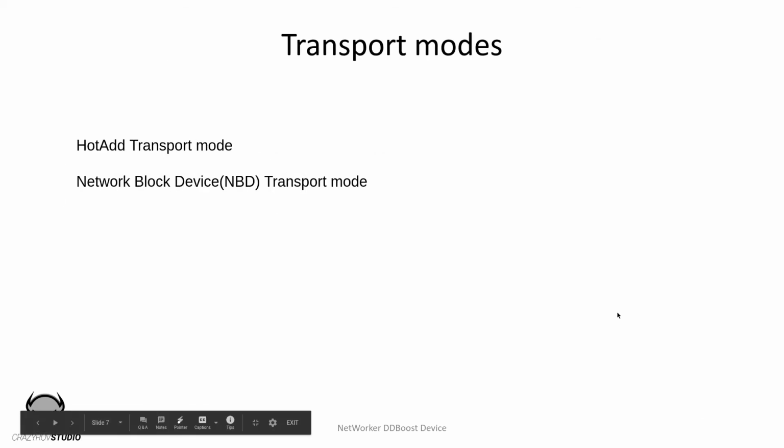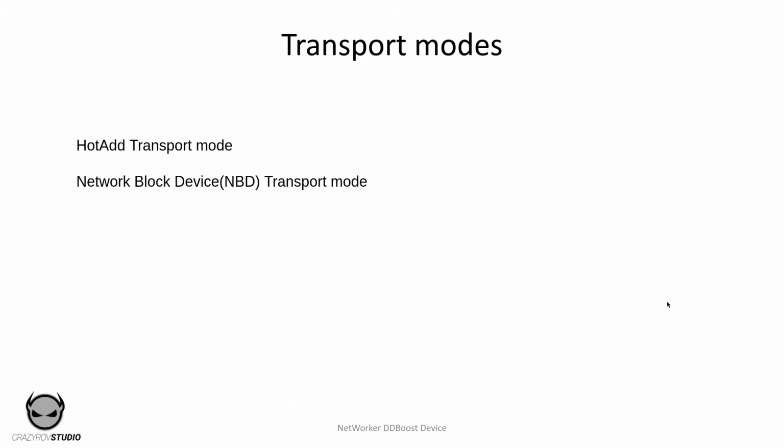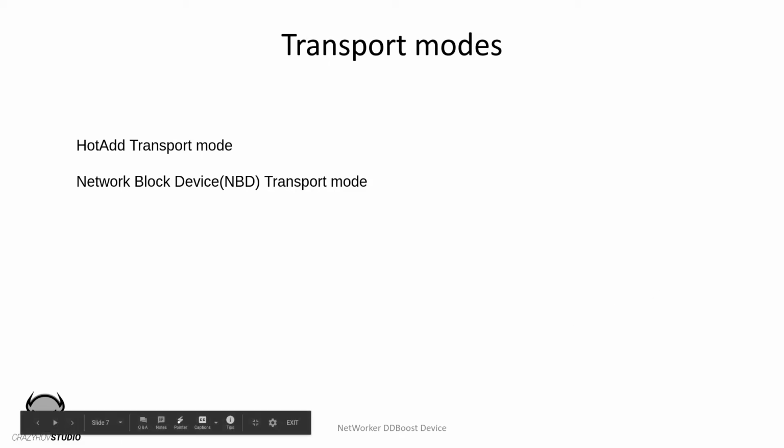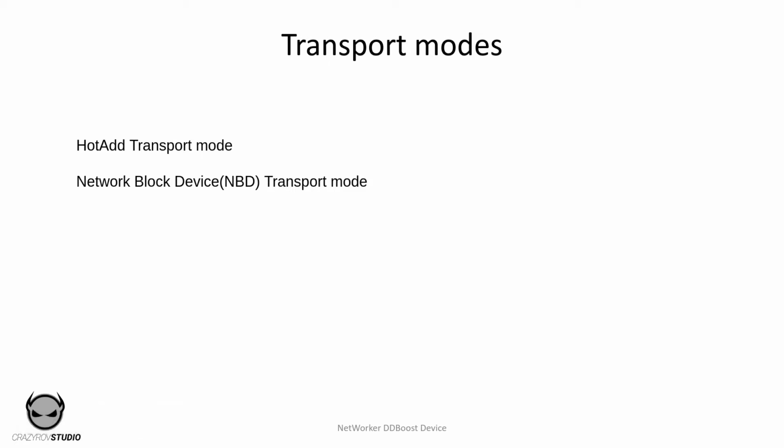NVP supports two transport modes, which are hot add transport mode and NBD, or network block device, transport mode. We use hot add transport mode for faster backup and restore. You can get around network routing, firewall, and SSL certificate issues because you do not use the network when you're using the hot add transport mode. The vProxy appliance supports a maximum of 25 concurrent hot add sessions.